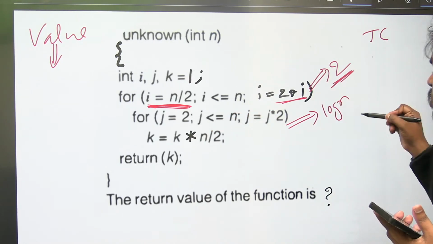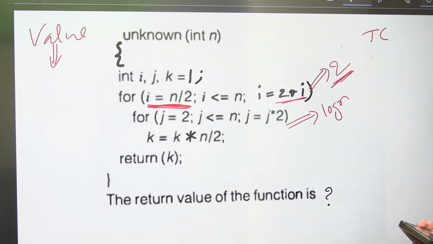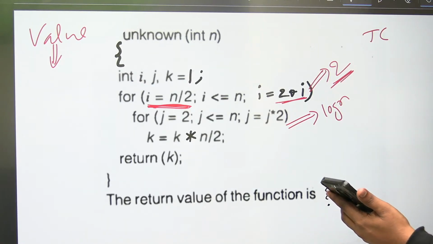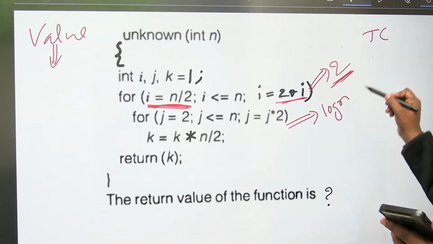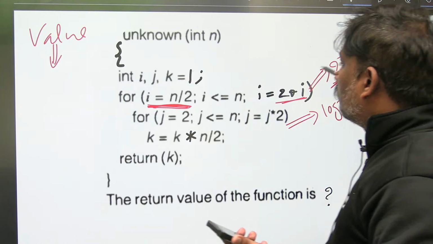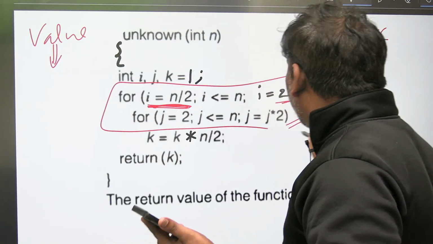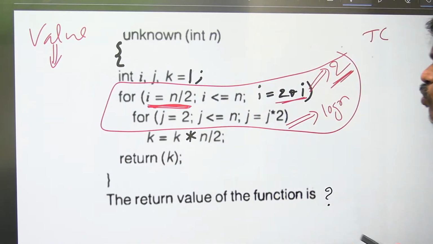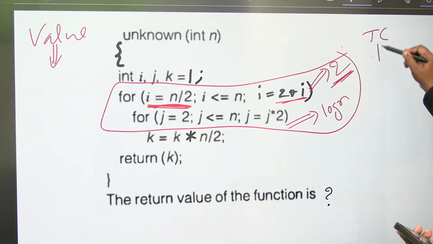If anyone made a mistake, please take care. I loop is 2 times only. J loop is log n times. Can you help me now? These two loops combined will run how many times? 2 into log n, 2 log n.